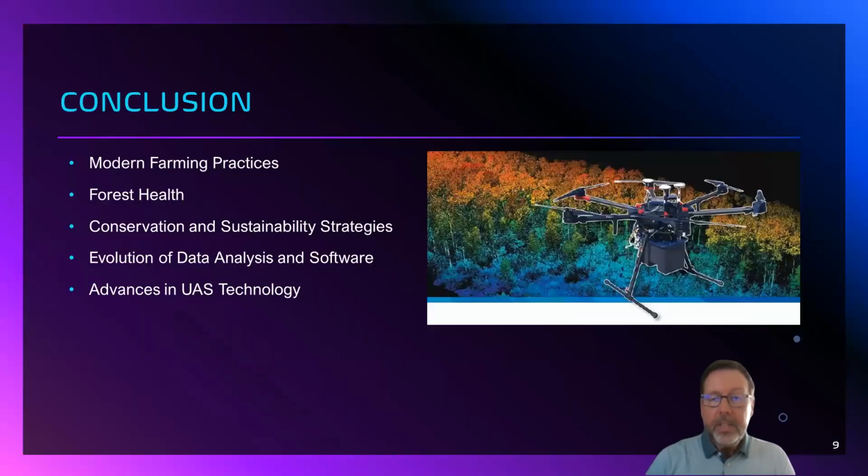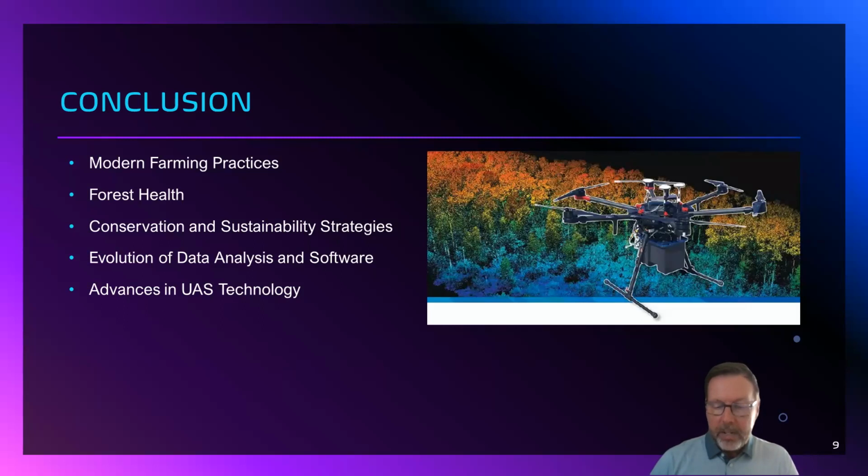So in conclusion, the UAS and LiDAR remote sensing technology is an important piece in our world today. We have seen it helping farmers create modern farming practices to help them have better yields, better control, and better health of their crops.